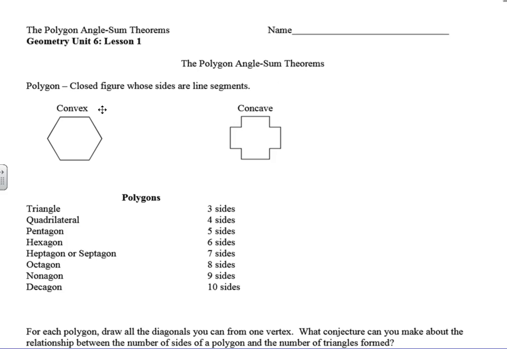A polygon is a closed figure whose sides are line segments. We have two types of polygons: convex and concave. Convex, you can see with this diagram, is the typical one that we will look at, so our most common ones are going to be convex. The way I remember concave is, if you were to punch in one of the corners, it would cave in. So it caves in the corners. That's how I remember the difference between convex and concave.